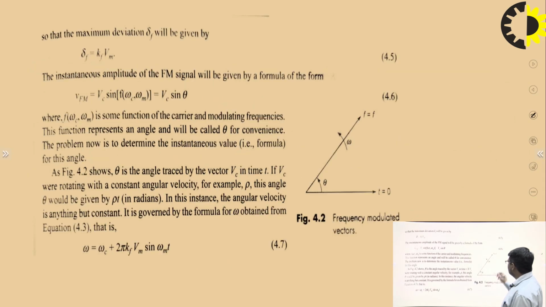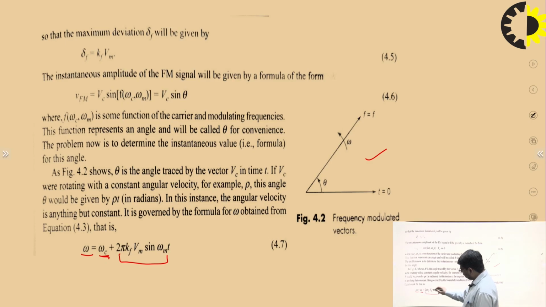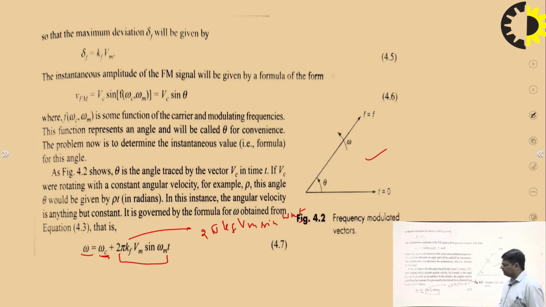Then in terms of omega, the instantaneous value of the frequency of the carrier signal changes from omega c with this factor. For omega we are using 2 pi, so in the last equation we will have kf into the message signal, where the message signal is Vm sine of omega m t. So this is the new, changed value of omega.